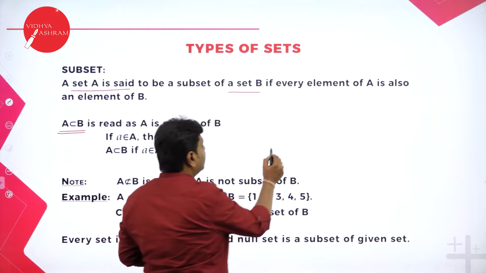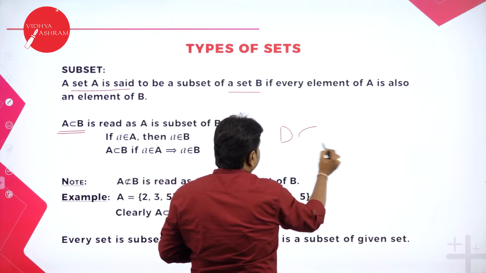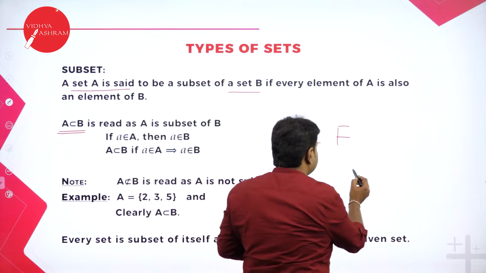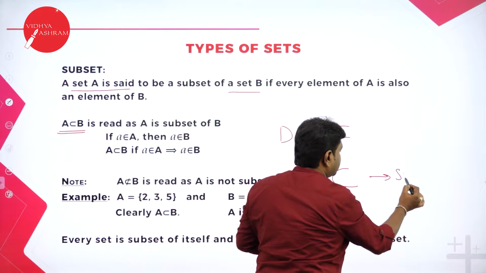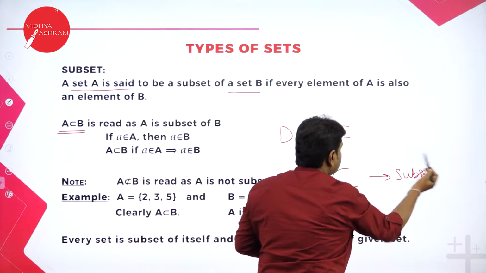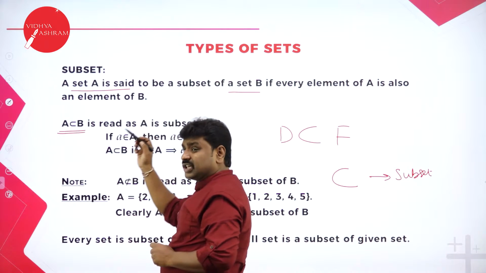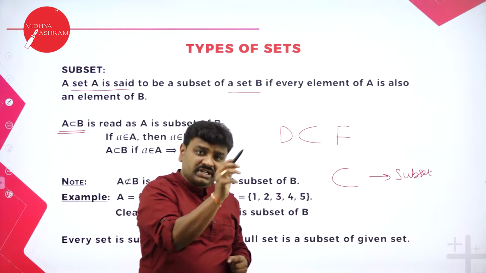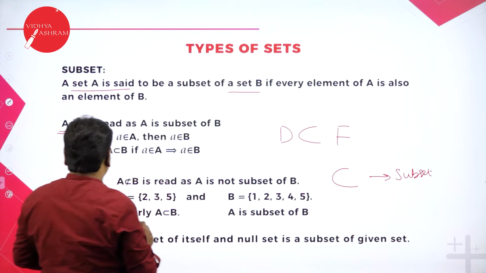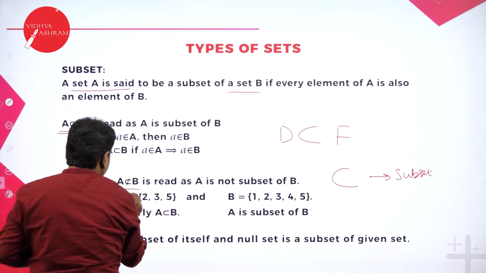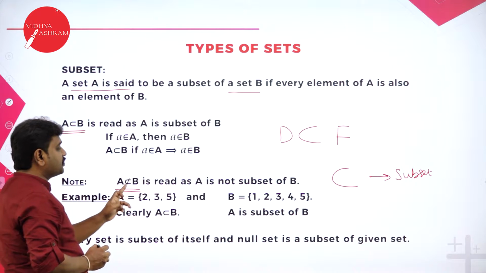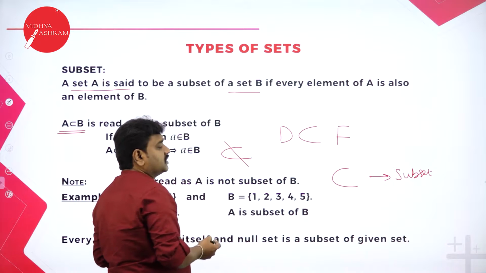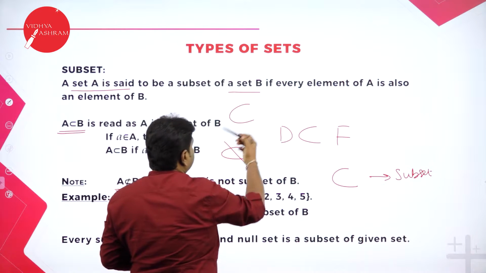Now how to read this? D is a subset of F. So the symbol stands for what? Subset. Now A is said to be a subset of B if every element of A is also present in B. Next we have another notation: A is not a subset of B. So we read this symbol as not a subset, and we read the other symbol as subset.